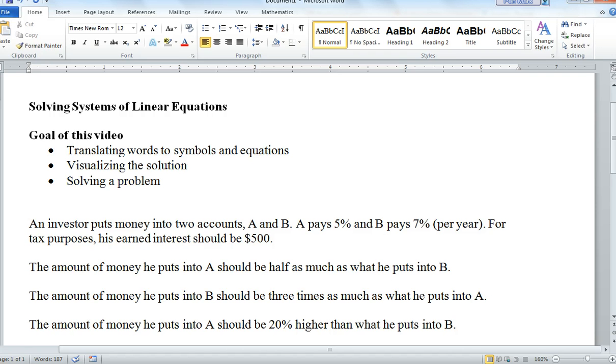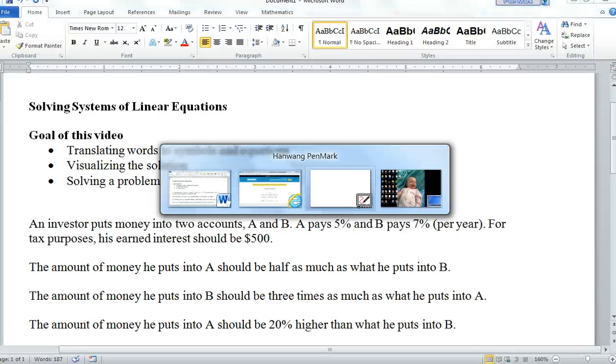So the first situation that we're looking at is, suppose that an investor puts money into two accounts, A and B. A pays 5% and B pays 7% per year. For tax purposes, his earned interest should be $500. So suppose our question is, how much should he put into each account?